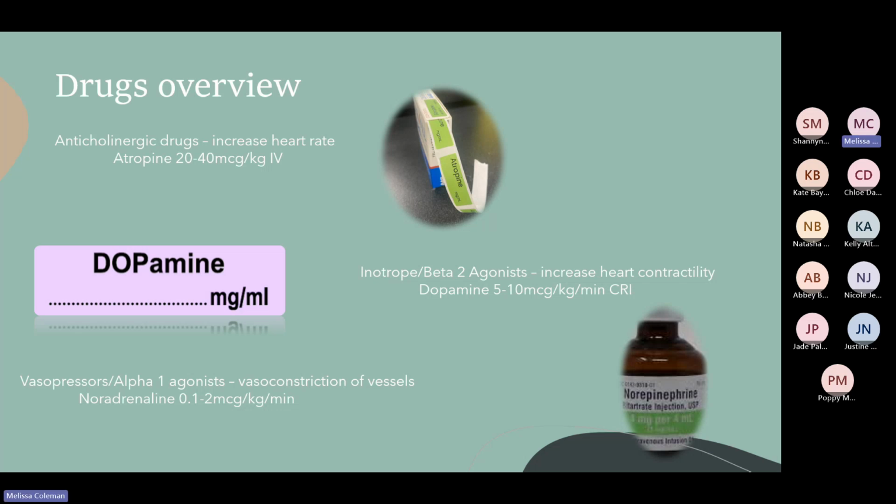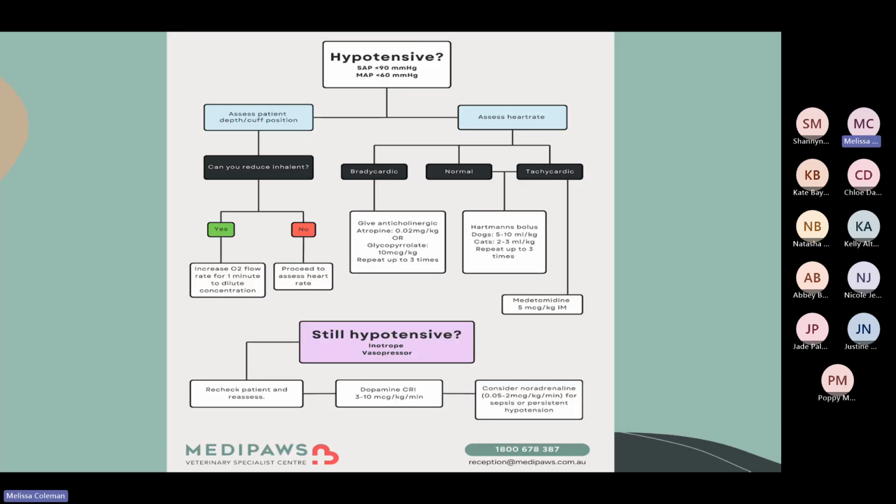So we've got this lovely chart, and we have them for you to take back to your practices as well. It's just a little flow chart on what to do and when to do it. If you're hypotensive, assess your depth, check your cuff position, and if you think you can reduce your inhaler, it gives you some ideas on what to do. If we think it's your heart rate, if they're bradycardic, normal, and tachycardic, we're giving you some ideas as well. And then it does go over the dopamine and the noradrenaline on when to give it. So you guys can take those home that are here.